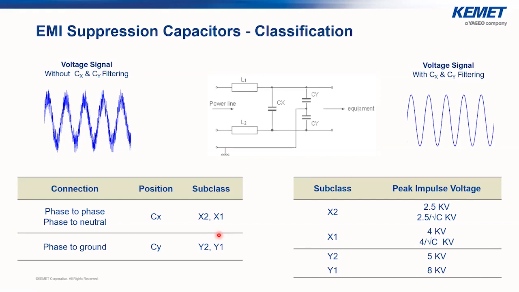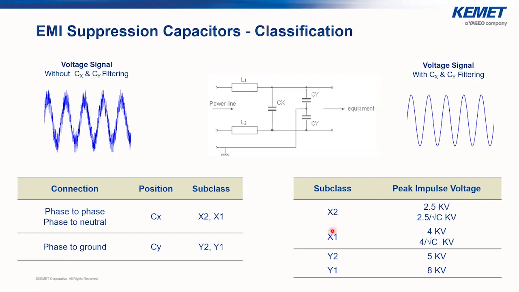And the level of these subclasses is defined based on different internal tests. That means we test internally the parts to be compliant with the standard levels, like the flammability test, the impulse test, and the endurance test. And each subclass will follow the internal rules of the standard. So the highest protection that we will get is with the Y1 capacitors that have a peak impulse voltage of 8 kilovolt, and the X2 capacitors, for instance, will have a 2.5 kilovolt peak impulse voltage.